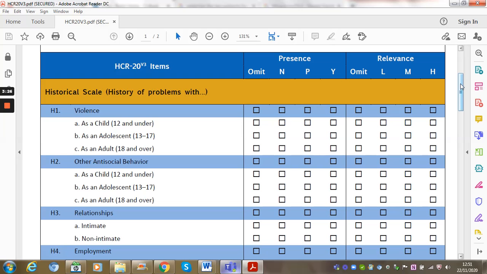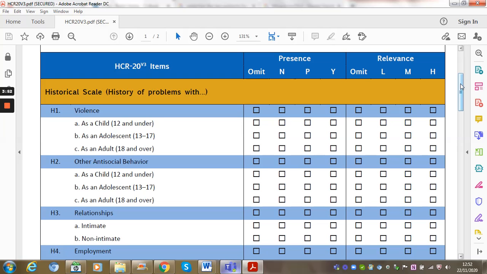If there is a P or a Y, then you either tick the box for L, low relevance, M, medium relevance, or H, high relevance. And that essentially means pretty much what it sounds like. Do you think this factor that you've highlighted is of low significance in the risk they pose now, of medium significance in the risk they pose now, or of very high significance in the risk they pose now?